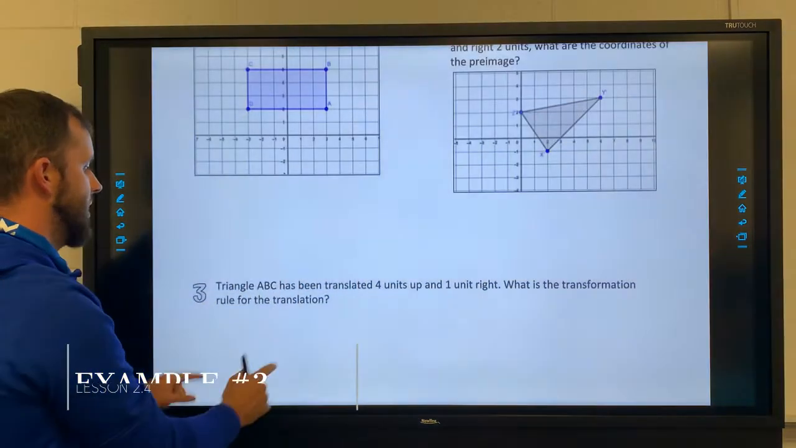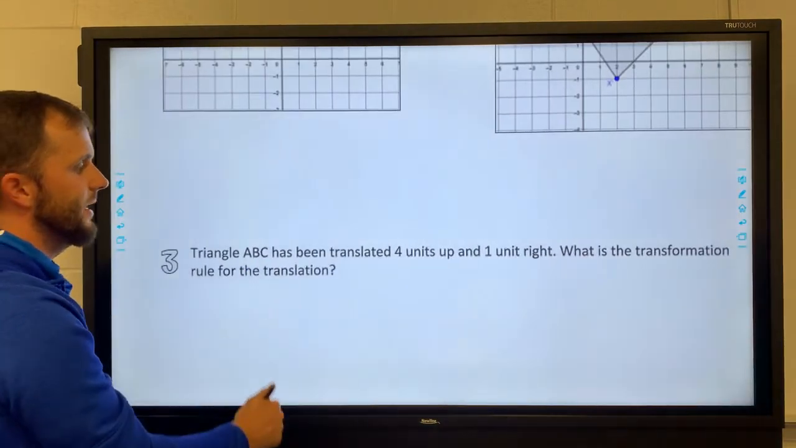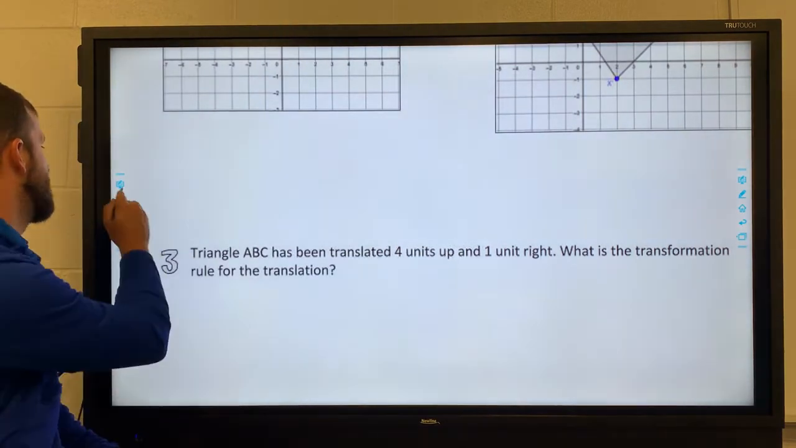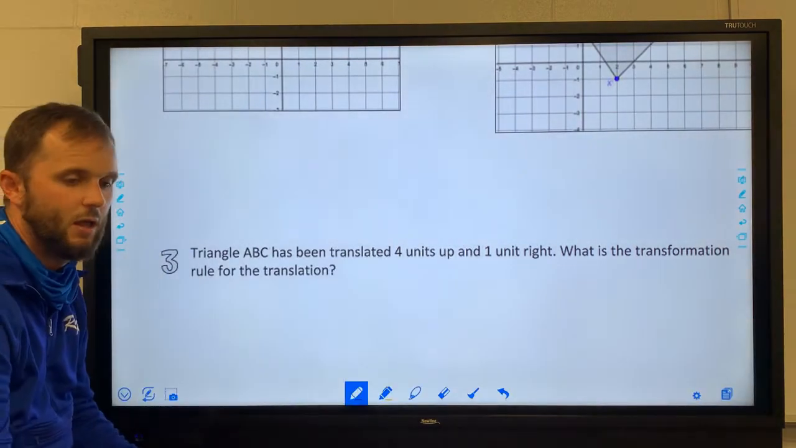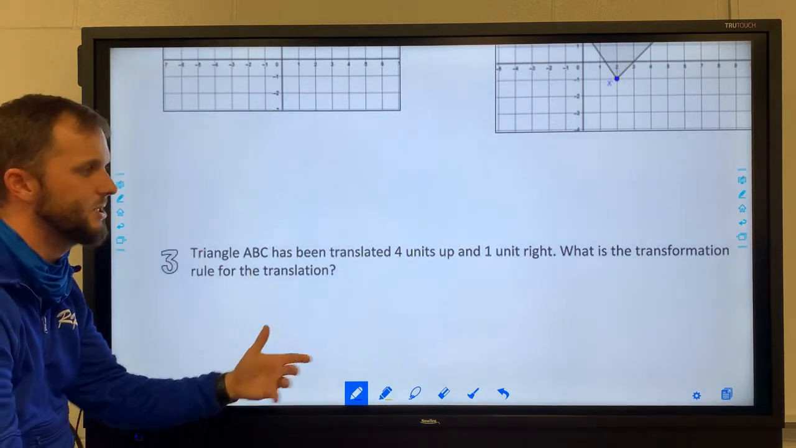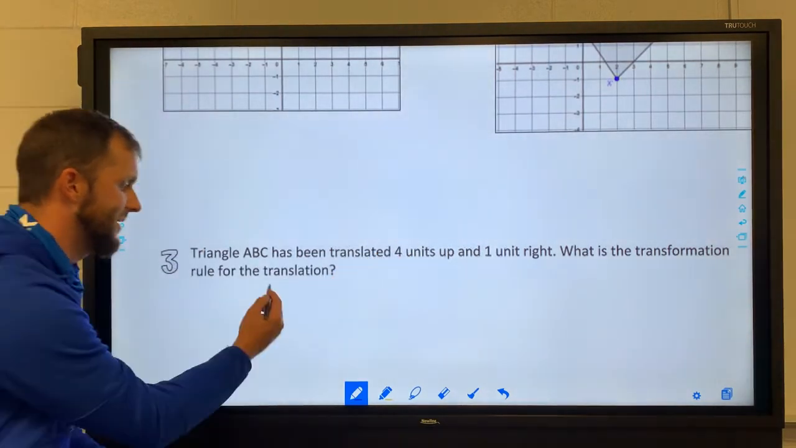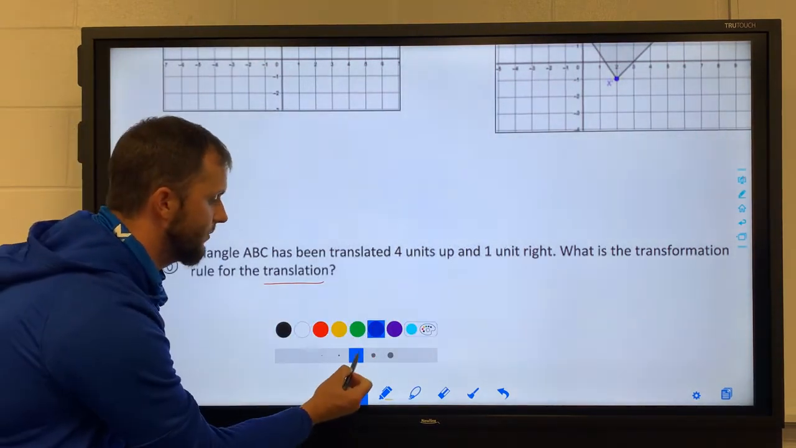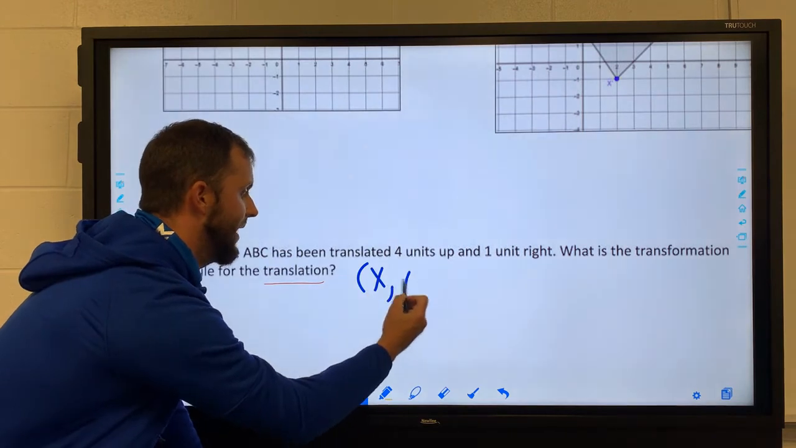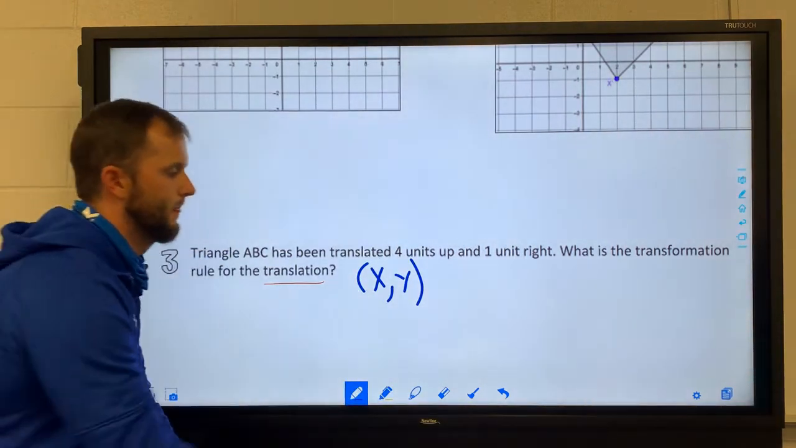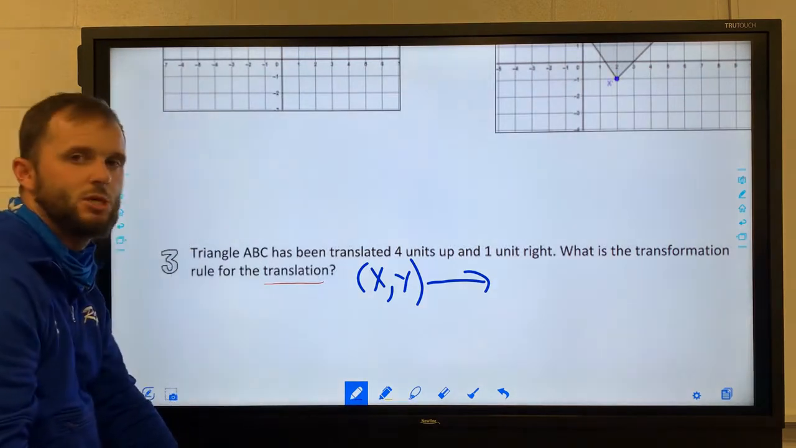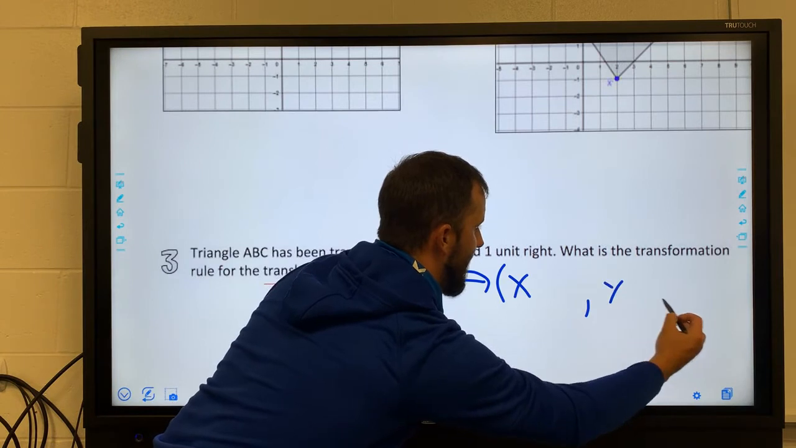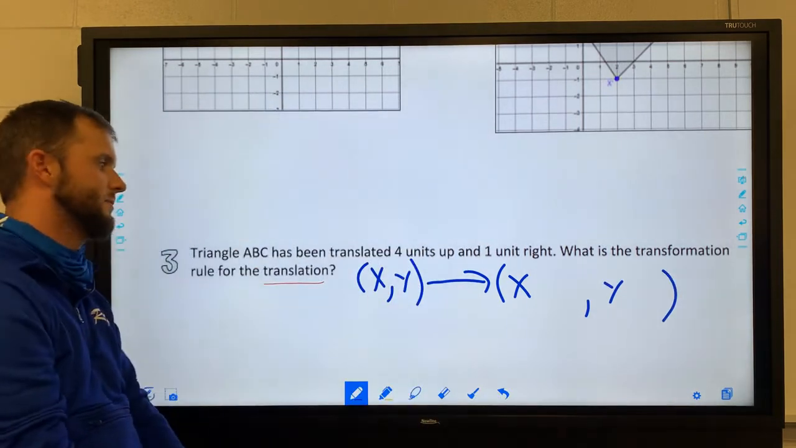So it says, triangle ABC has been translated 4 units up and 1 unit to the right. What is the transformation rule for that translation, okay? So again, I know that this is going to be a translation because it's telling me that it's being translated, okay? So to write my rule, I'm always going to write it as (x, y). So I'm going to take the original coordinate, the arrow means the transformation, and then I have to say what's happening to the x coordinate and what's happening to the y coordinate after this transformation.